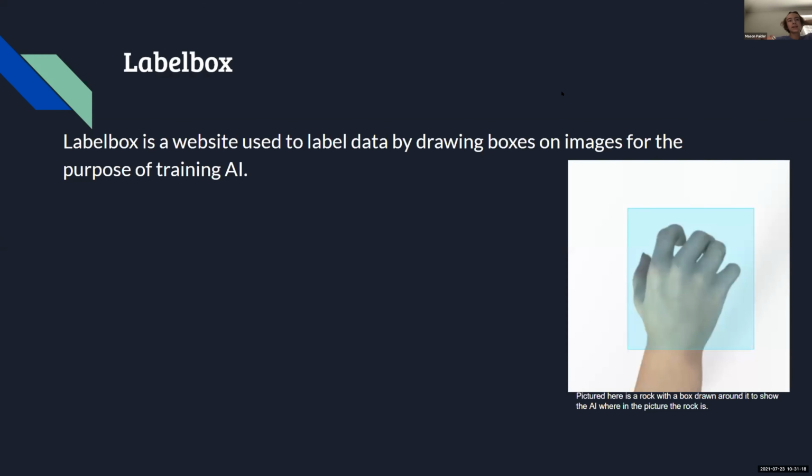Labelbox is a website used to label data. You draw boxes on images for the purpose of training AI. Right here, there is a rock with a box drawn around it. It shows the computer where exactly in the image is the rock, and it tells it that that is a rock.